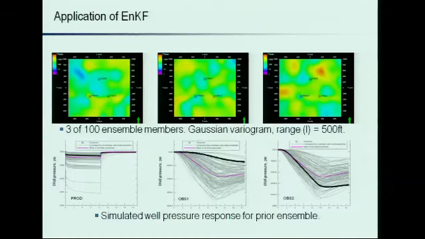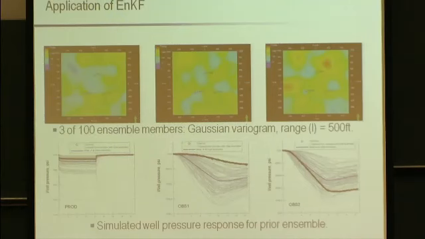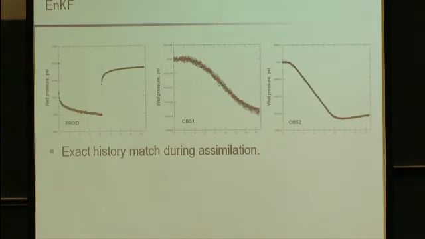So we have this period of drawdown followed by build-up. The initial priors are a long way away from capturing the pressure response here. The priors are the lighter lines, as opposed to the darker lines of the responses from each of the wells. When we do the assimilation of the data, we get an exact history match. All of these ensemble members collapse onto the data, so it looks very promising.